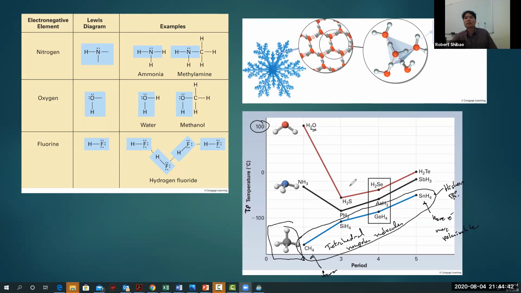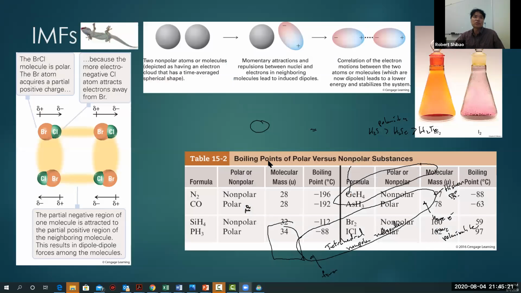Even if it's polar, let's say water, these are all polar here. But actually in this series, H2S is more polar. H2S is more polar than H2Se because of electronegativity, which is more polar than H2Te. This is the polarity. This is what we call a permanent dipole. And with a permanent dipole, it's a situation like this.